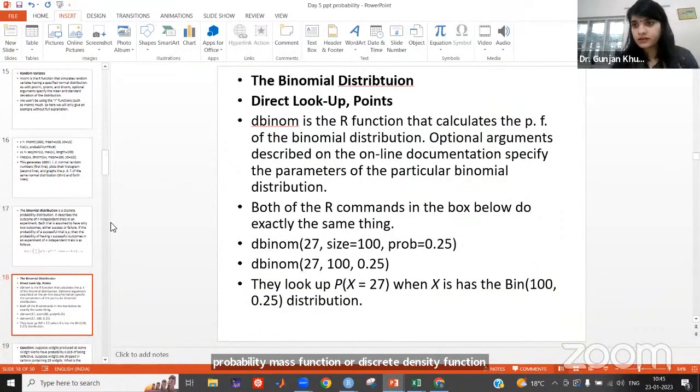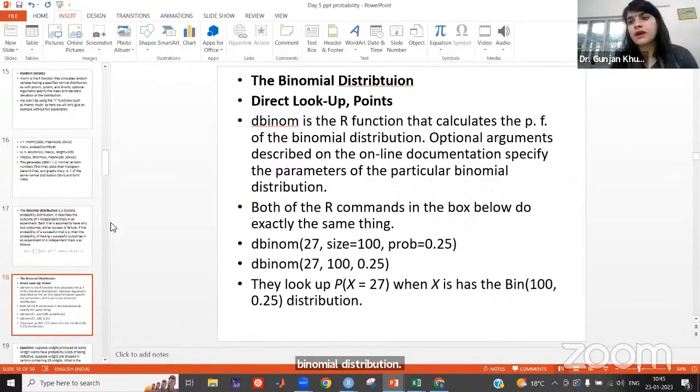The function used to calculate it is dbinom, which calculates the probability function, or probability mass function. dbinom is the R function that calculates the PF, meaning the probability function, of the binomial distribution. Optional arguments described in the online documentation specify the parameters of a particular binomial distribution. In the normal distribution you use the parameters mean and standard deviation, right? So here you use the parameters small n and p, right?